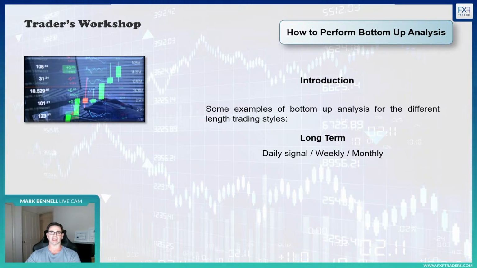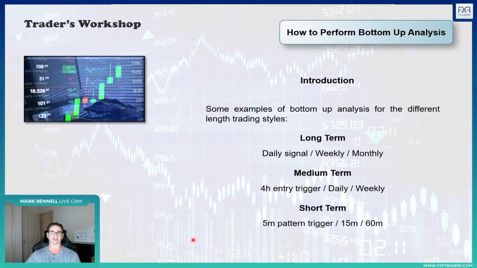We could be getting a daily signal on a daily chart. We then could be looking at weekly and monthly charts to provide the context. If we've got a medium term style, we might have a 4 hour entry time frame, trigger time frame. We then look for the daily and the weekly to provide the context. If we're short term, we might have a pattern or an entry trigger on a 5 minute chart, which then allows us to look at the 15 and then up into the higher time frame 60.